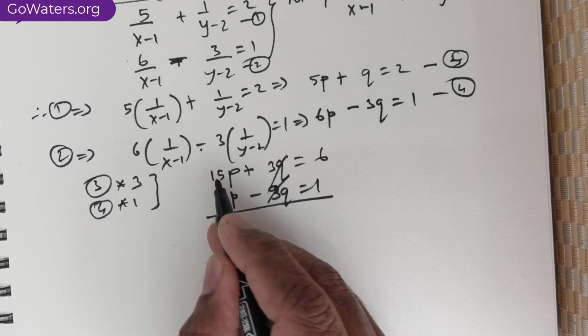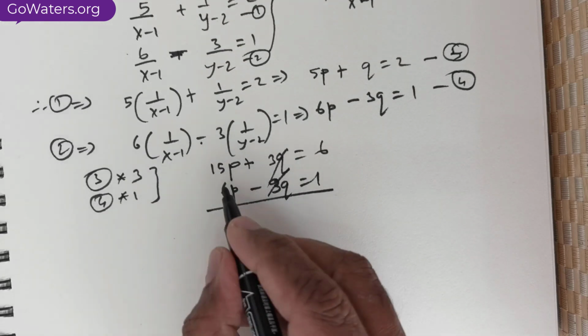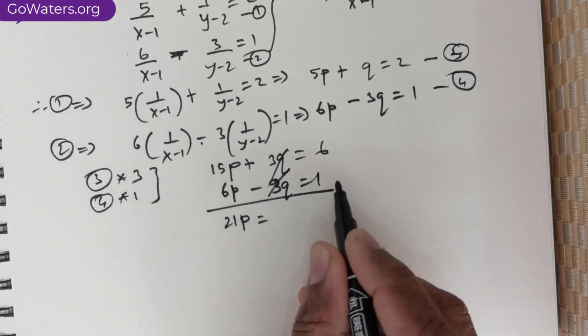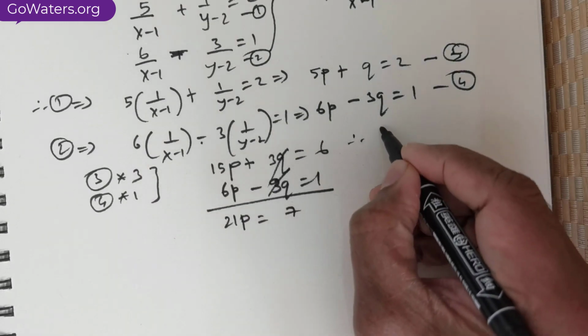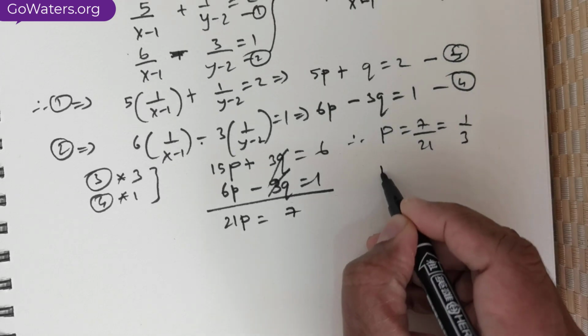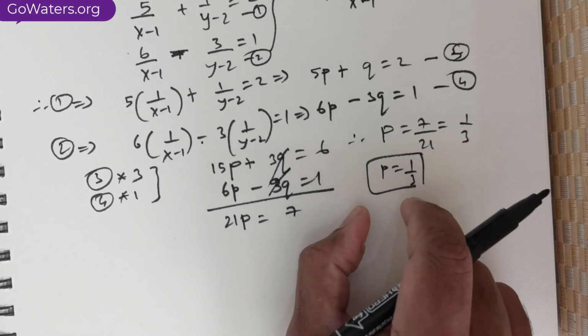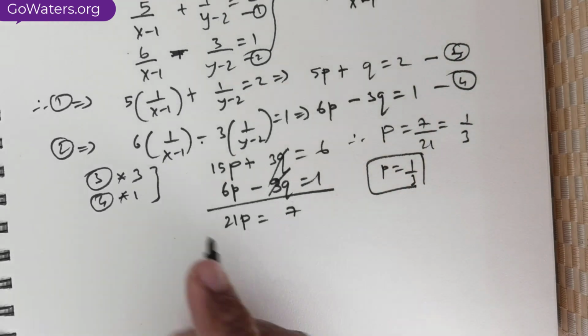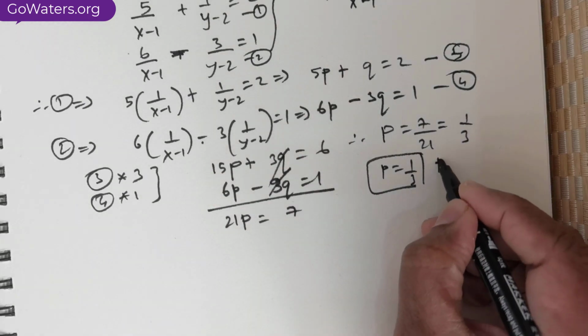We cancel this. 15p positive 6p, that's going to be 21p is equal to 6 added with 1 would give me 7. Therefore my p is equal to 7 over 21, which is nothing but 1 over 3. So this is the value of p. You will get values like this, so you have got to be prepared. Now I have got the value of p, I need to substitute it in 3.